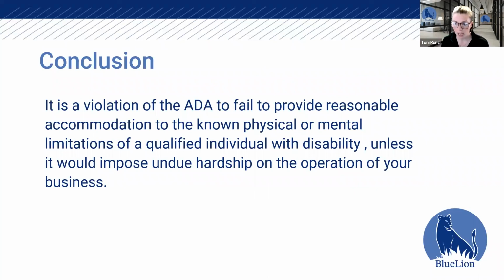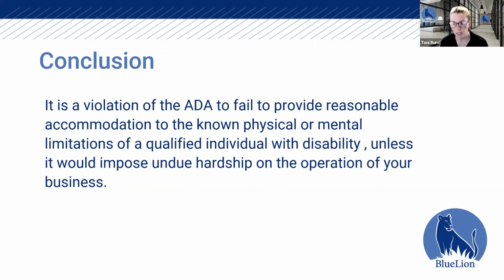Not offering up an initial solution to the employee's accommodation need, and not assuming somebody has an accommodation need just because they bring to you something that you may deem as a disability. So it is a violation of the ADA to fail to provide an accommodation to the known physical or mental limitation of a qualified individual unless it would impose undue hardship. Again, the threshold for undue hardship is very high, very high.